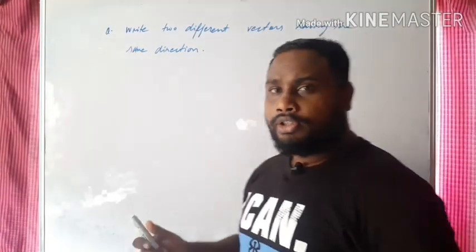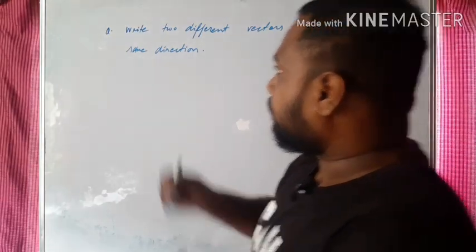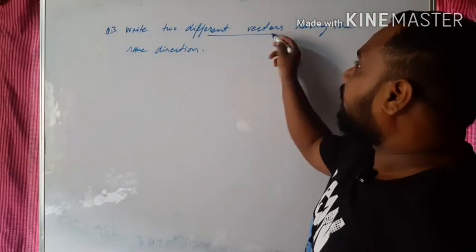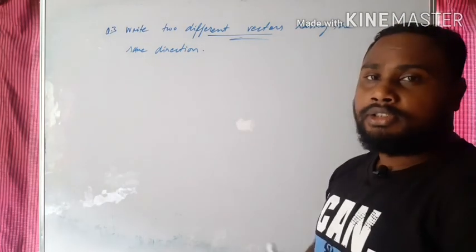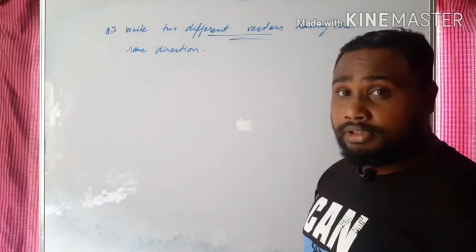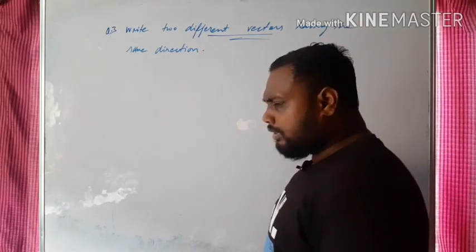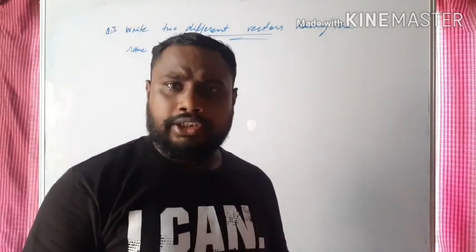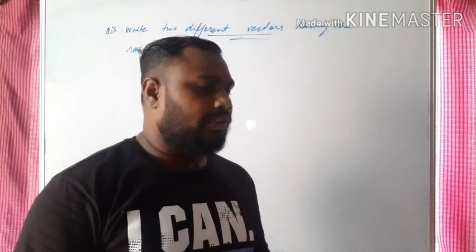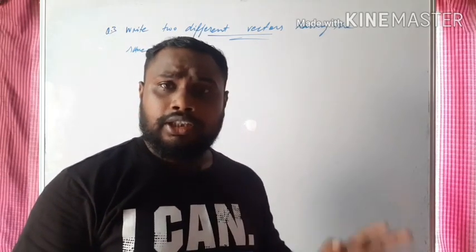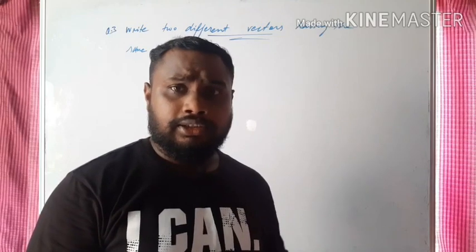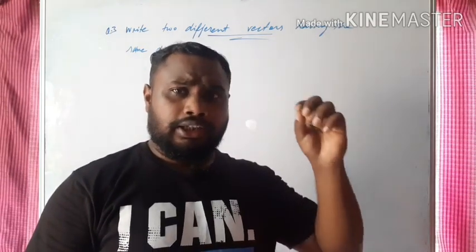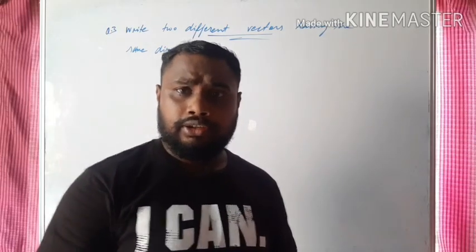So let's see this question. Next question is: write two different vectors having the same direction. Now we are looking at direction. Whenever we come across the word direction, if two vectors have the same direction, then they must have the same direction cosines. So you will have to write two vectors in such a way that they have the same direction cosines.